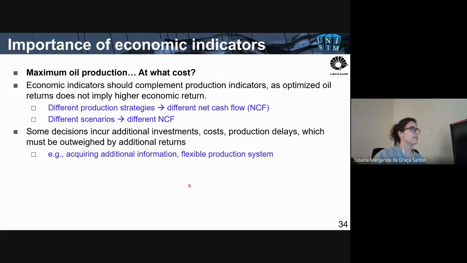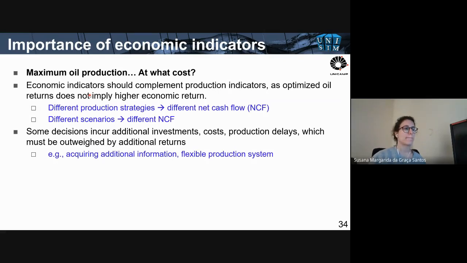The idea, again, just a recap from previous classes, is the importance of having the economic indicators. Sometimes, and this also has to do with the strategic side of the company, national oil companies are more focused on the resources itself, the oil. They are not so concerned about getting the best economic return, but they are more concerned about getting the most resources they can get. But that's not valid for all companies.